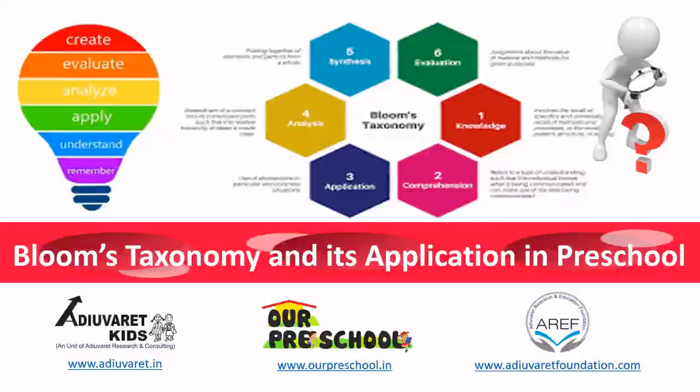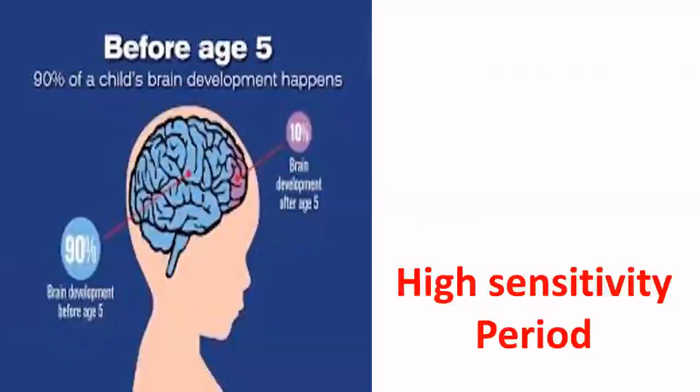If we are attached to any child's skill development, it is very important for us to understand what Bloom's taxonomy is and its application in preschool education system. Now, all of us who are connected to the skill development of children in early years are aware that 90% of the child's brain has already been developed by the time the child reaches the age of 5.